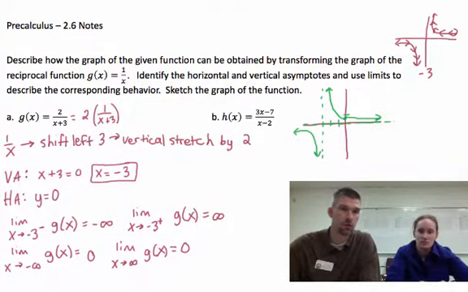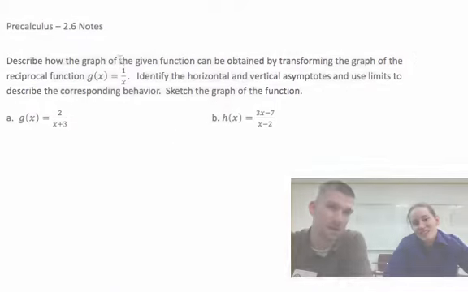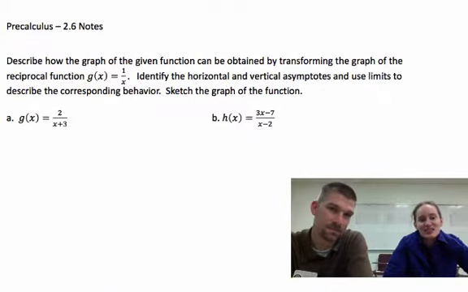Okay, so we're going to look at B. Now we're trying part B. So this one's just a little bit tougher because this has an x on the top and the bottom, and that's not what our parent function looks like. No, it doesn't look like that at all. We want the same general shape.